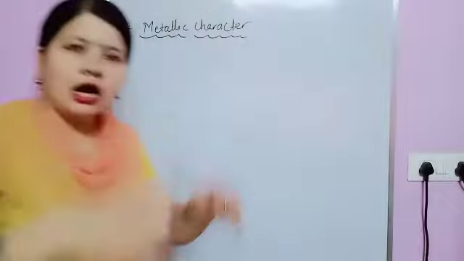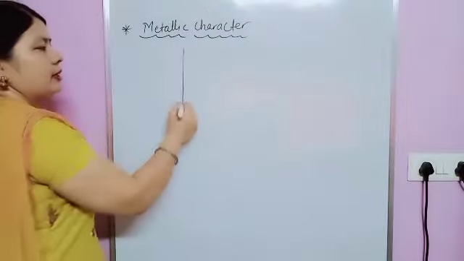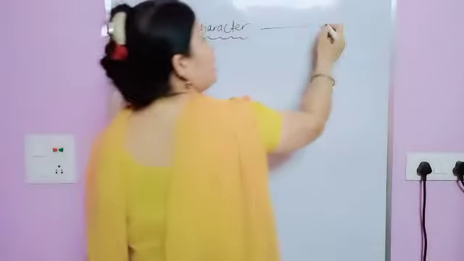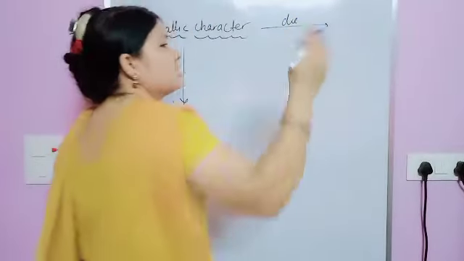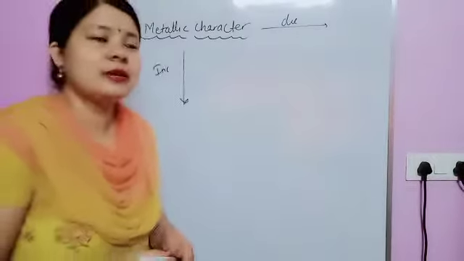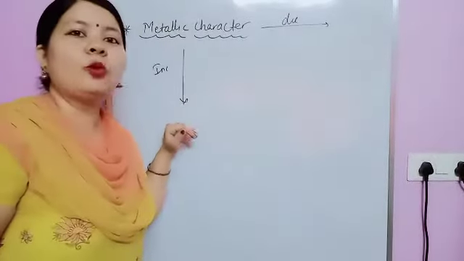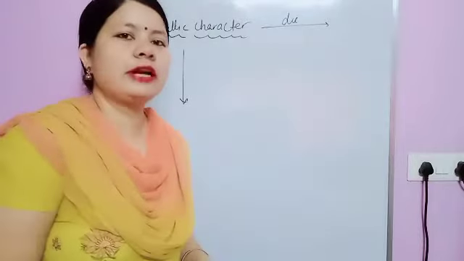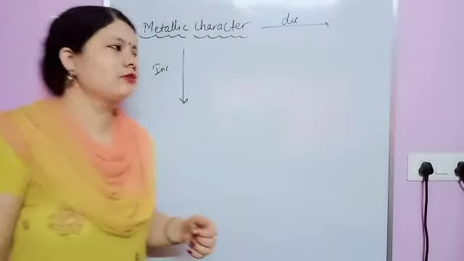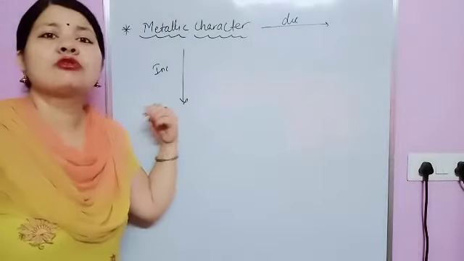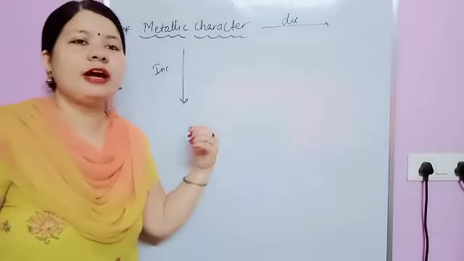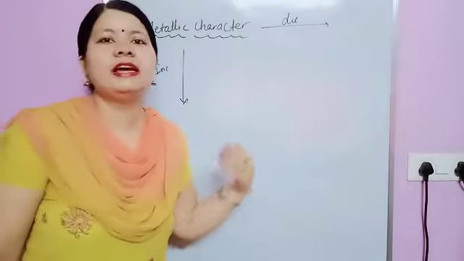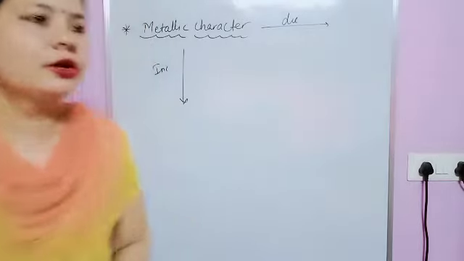And how they vary down the group and across the period: down the group metallic character increases and across the period it decreases. Now the question arises, why? It's the same reason: down the group atomic radius increases, size increases, and the force of attraction between the nucleus and the outermost shell decreases, and hence the electron is lost easily. And what we have learned regarding metallic character is that those who lose electrons easily are very good metals.